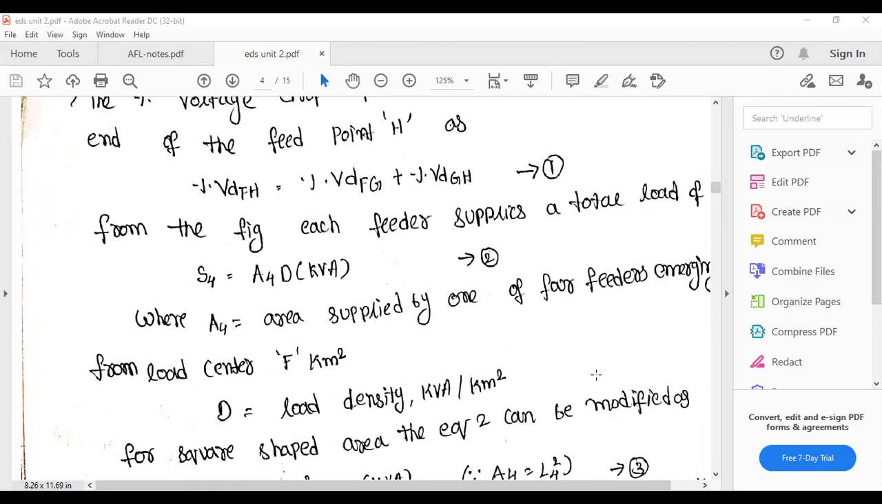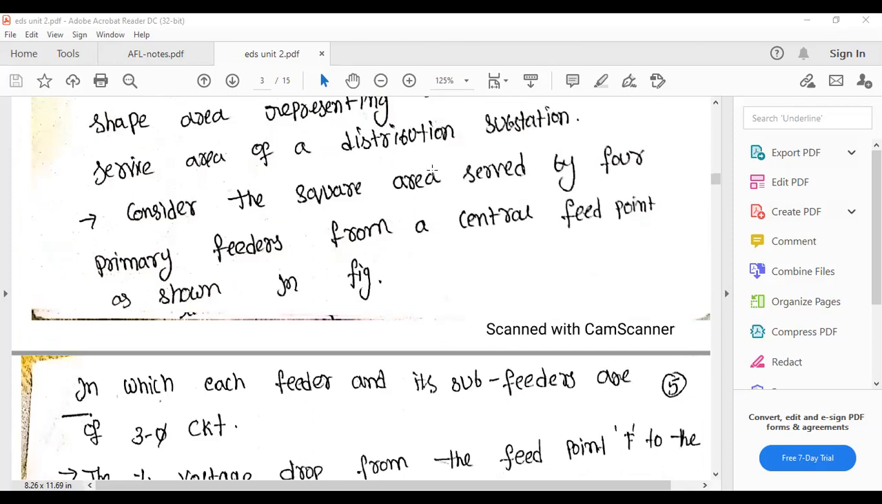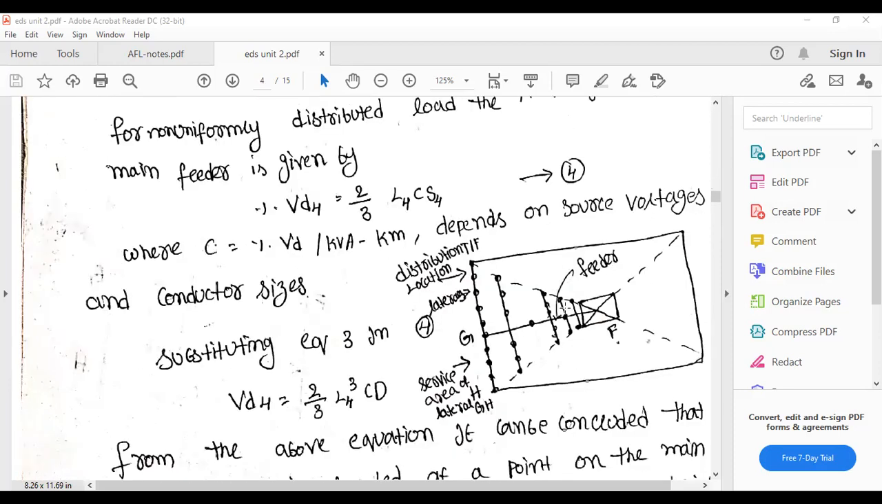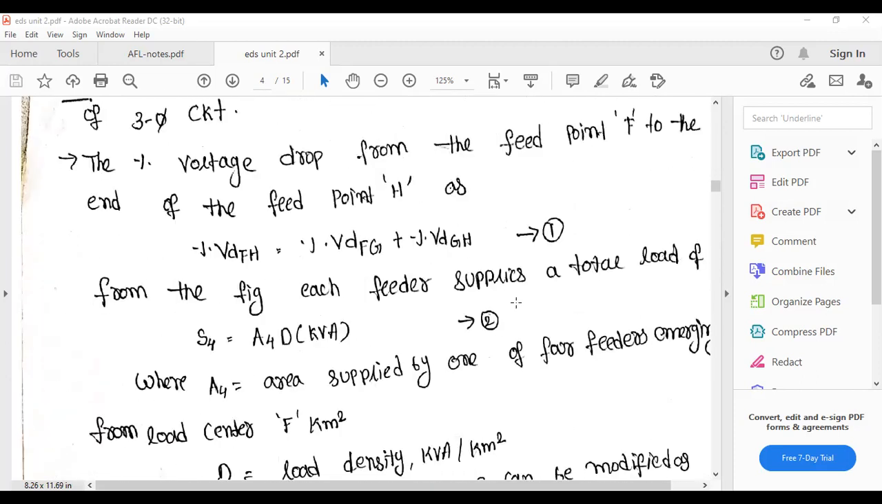Okay, that will be observed by the central of that feeder area. Consider a square area served by four primary feeders from a central feed point. This is the central feed point, which will be served by the four different feeder lines.